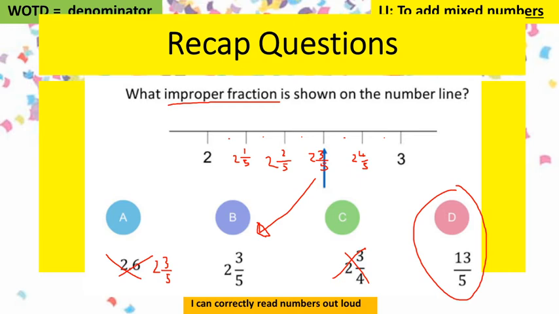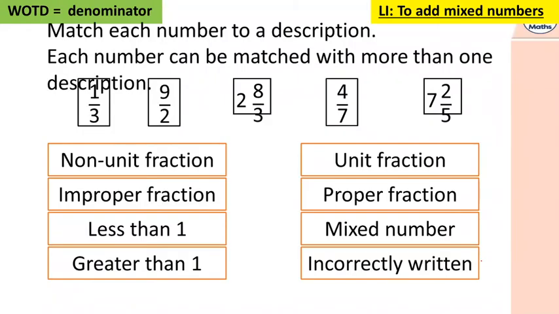As a decimal, it's 2.6. Don't worry about that. That's not something we've looked at at all, but just for your information, it is 2.6. And as an improper fraction, it's 13/5.